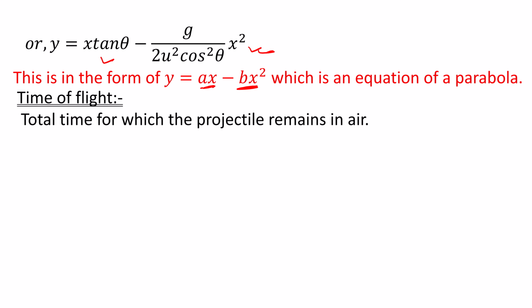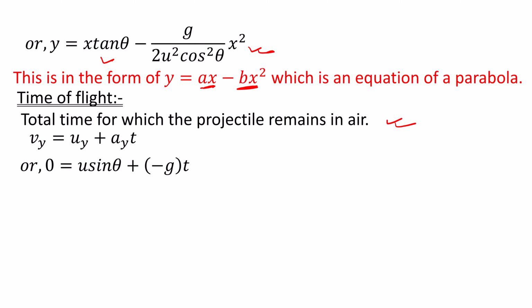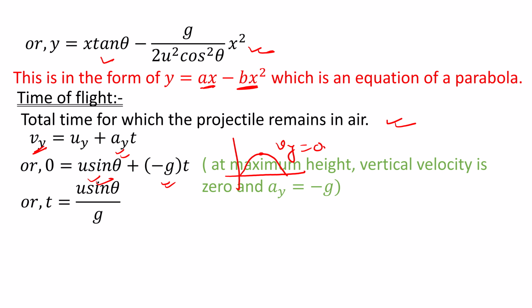Time of flight. The total time for which the projectile remains in the air is called time of flight. Okay, let's take vertical velocity. At highest point, we can apply equation of motion everywhere because the acceleration is constant. At highest point, the vertical velocity is 0. 0 equals u sin theta plus ay t, where ay equals minus g. That's why t equals u sin theta by g. This is the time taken by the projectile to reach the highest point.